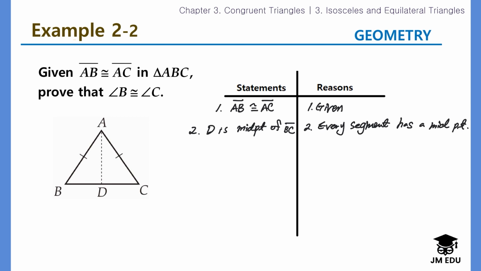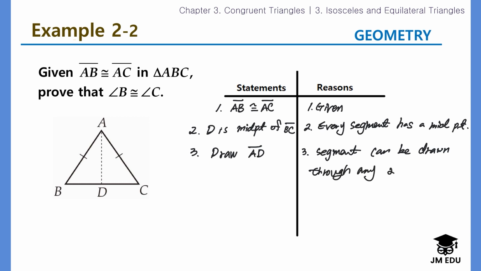All right. Number three, we can say that I drew a dotted line from A to D, right? So I draw dotted line AD. Okay. So the reason, you can just say a segment can be drawn through any 2 points.